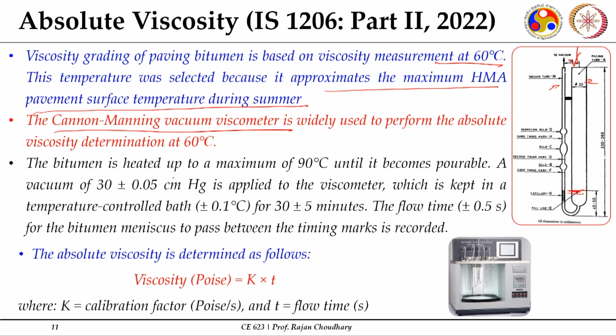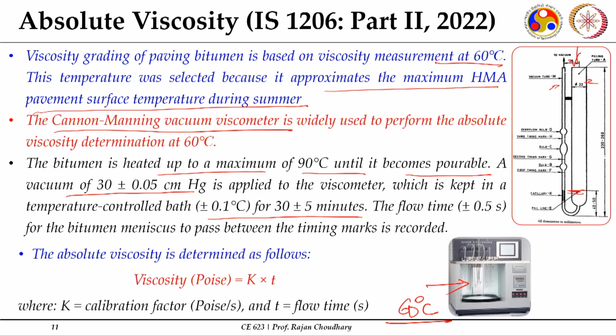The bitumen is heated to a maximum of 90 degrees until it becomes pourable, and then you pour it, and you need to apply a vacuum of 30 centimeter of mercury, so that you apply a standard shear loading condition. This is done while the capillary viscometer is in a water bath, so that the water bath maintains 60 degree centigrade. This is done by keeping the capillary viscometer in a water bath so as to attain the 60 degree temperature.